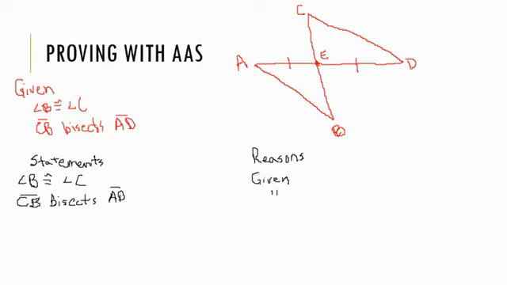I'll write the same thing below. And we concluded that AE is congruent to ED. So AE is congruent to ED. Why? Well, that's the definition of bisector, or bisect. Definition of bisect.